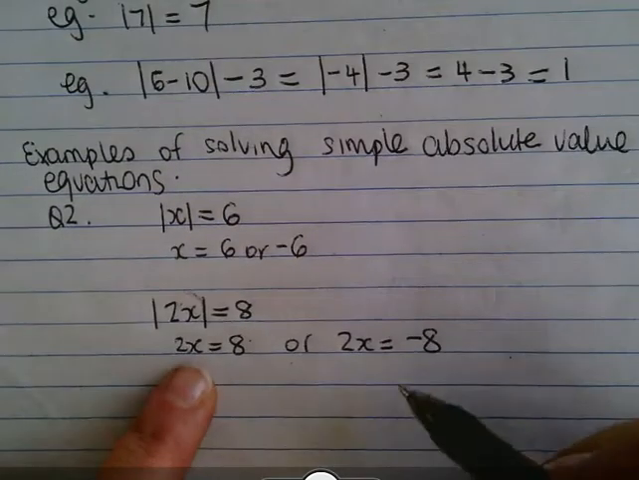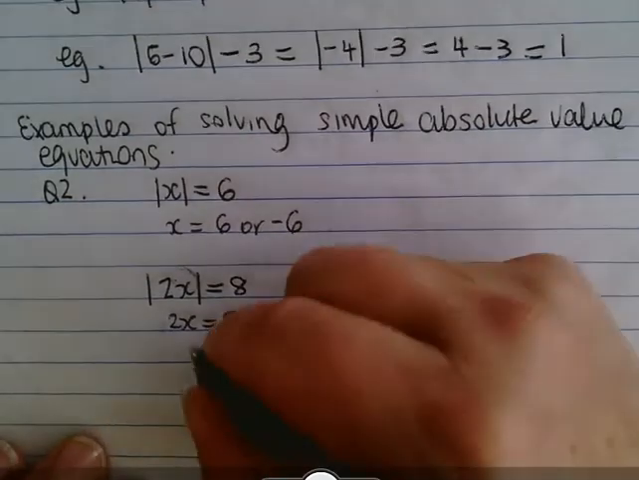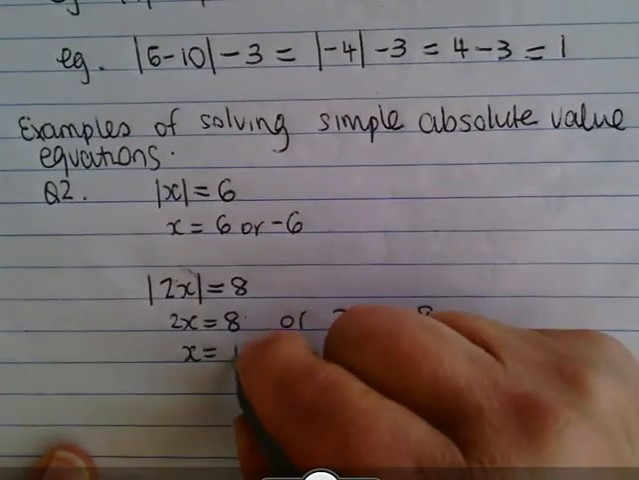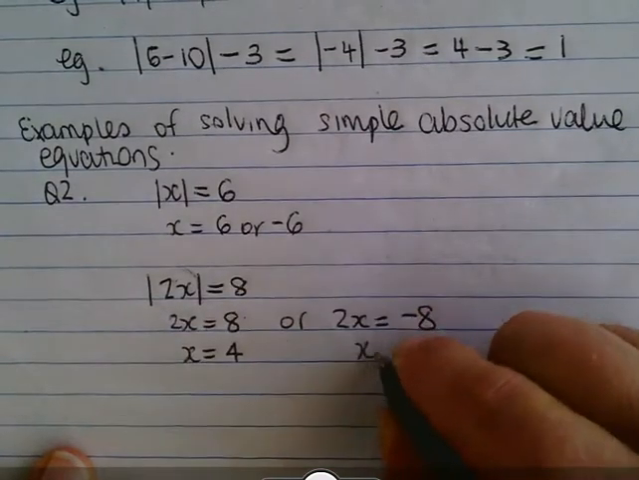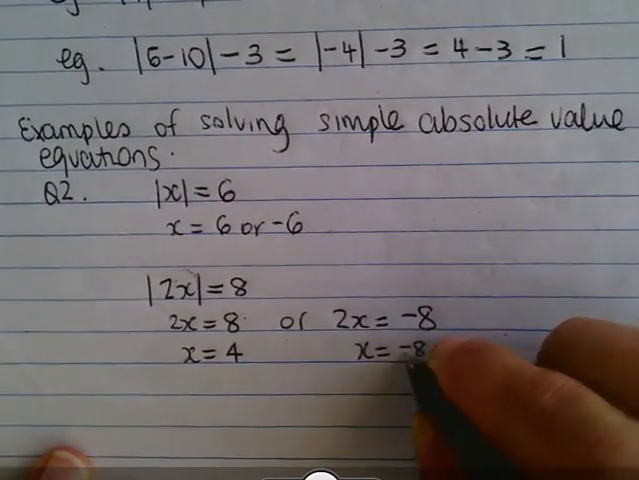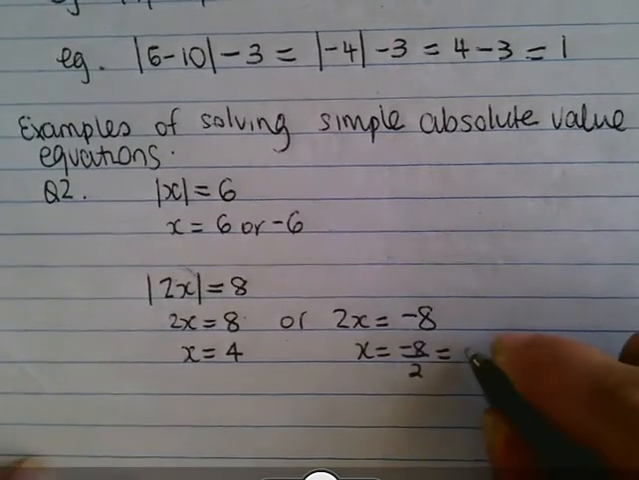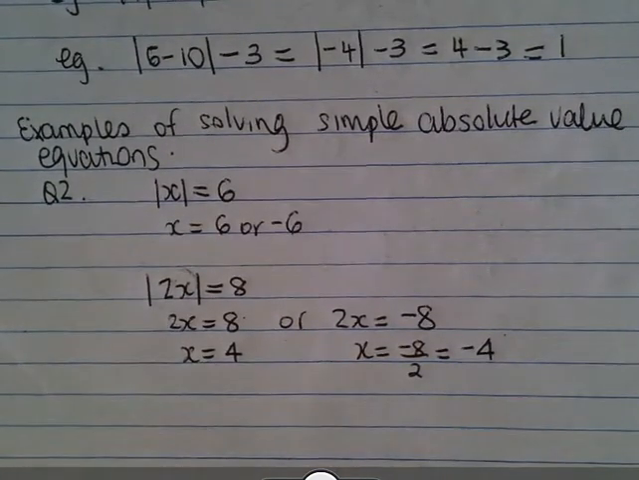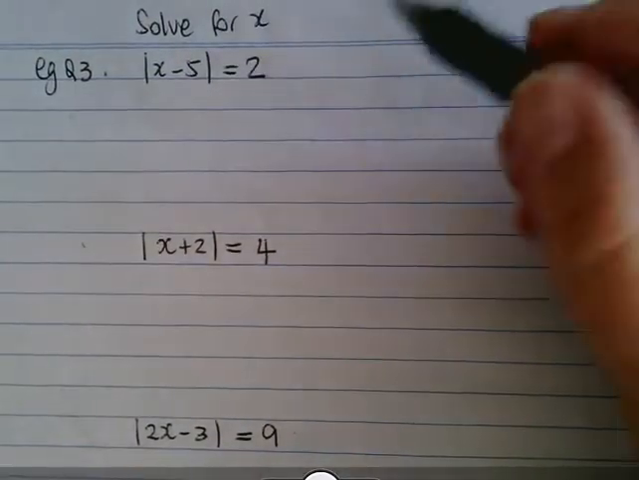So now we just solve each of those equations. So what does x equal? 8 over 2, which is 4. What does this x equal? Negative 8 over 2, which is negative 4. I'll keep going. In absolute value equations, you've got two scenarios.